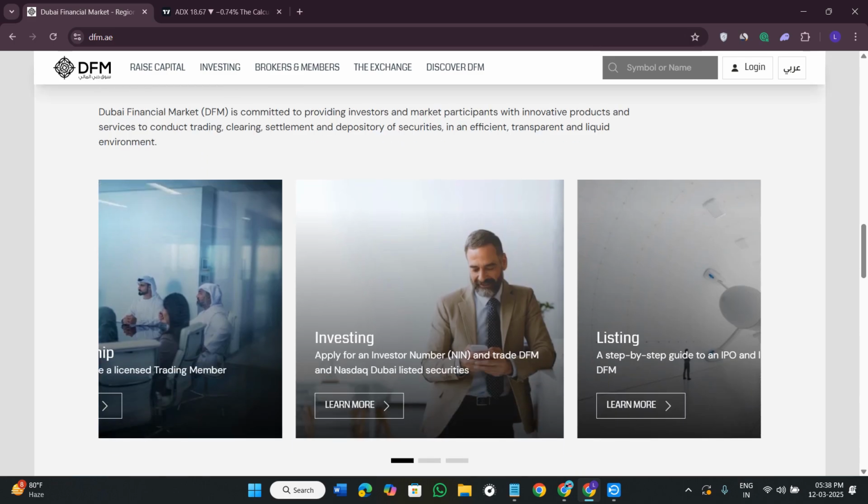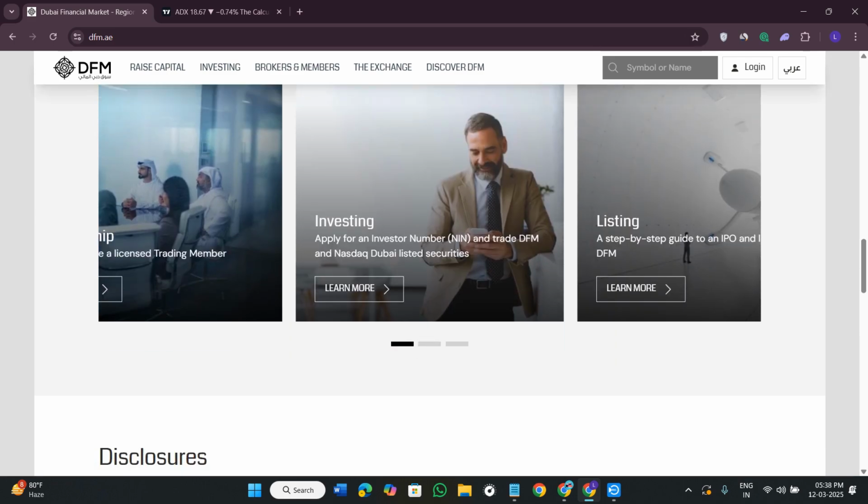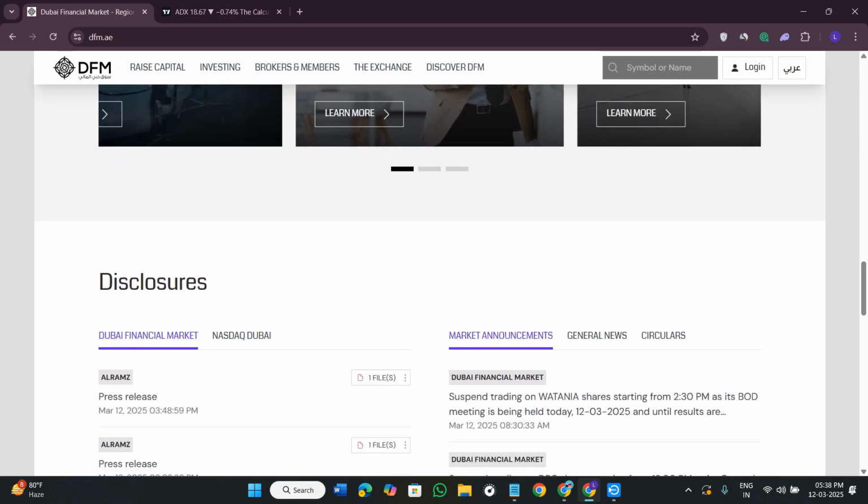The second way is dividend income. There are some companies that pay out cash dividends to the shareholders. For example, if a company offers a dividend of 5 dirham per share and you own 1000 shares, you are going to receive 500 dirham per year as passive income.